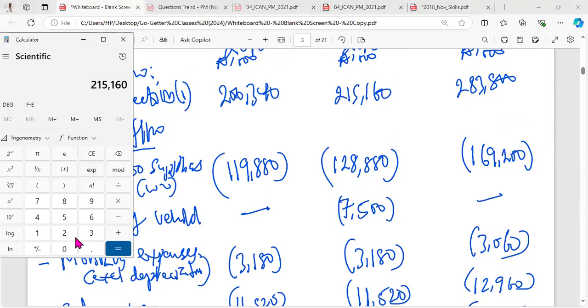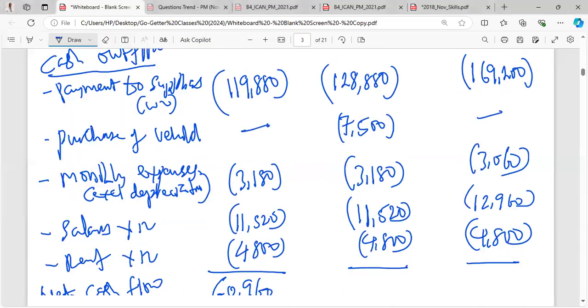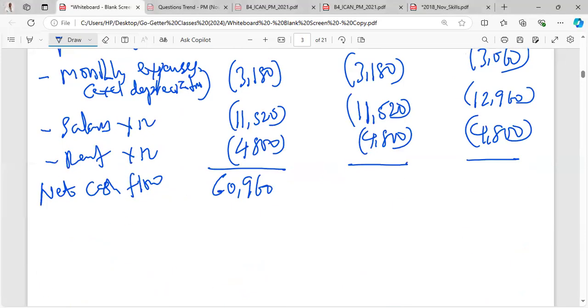215,160 minus 128,880. Sorry, 128,880 minus 7,500 minus 3,180 minus 11,520. Let's see what else to minus. Minus 48. Minus 48.